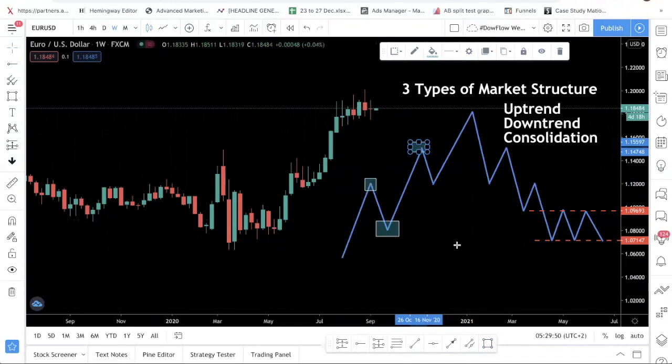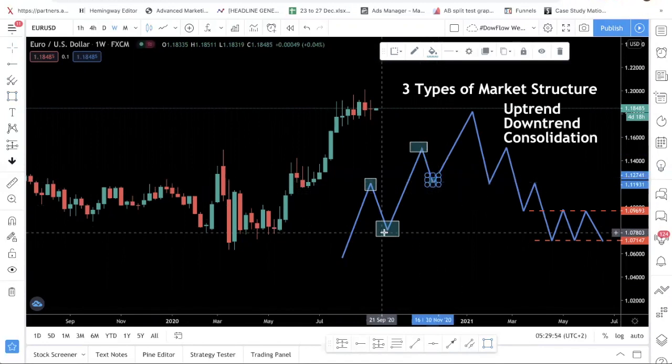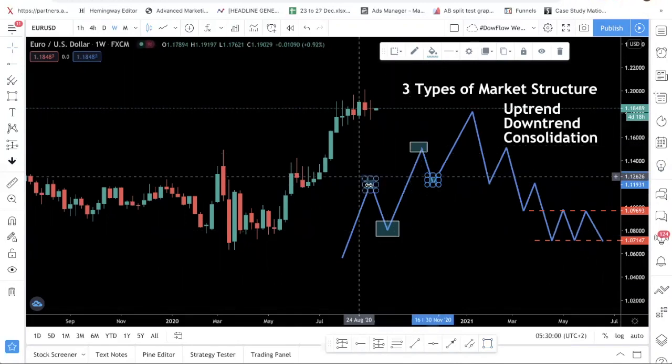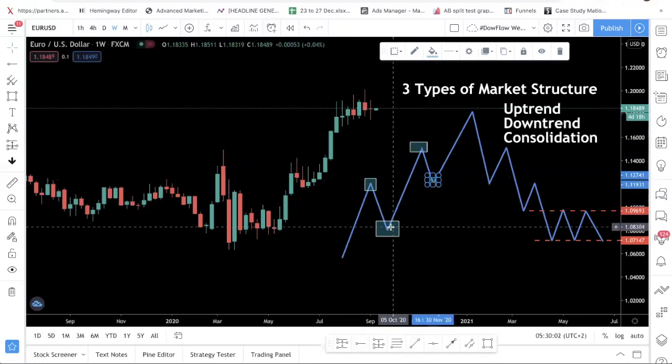Then after that, you have a low here. But if you notice, this low here is actually higher than this. So in this case, we say that there is a series of higher highs because this high is higher than this, and this low is higher than this. So there is a series of higher highs and a series of higher lows. This is what we define as an uptrend.